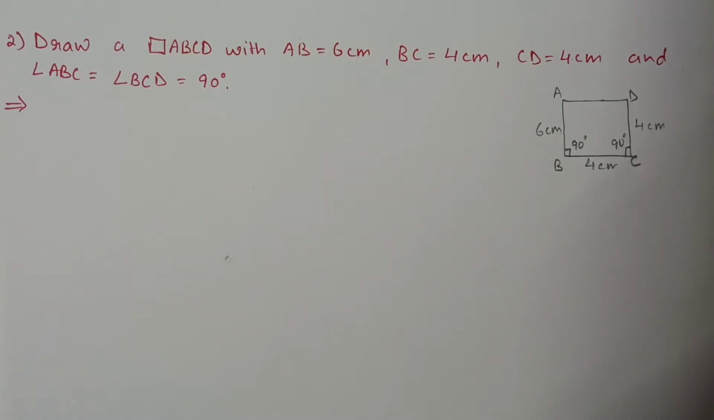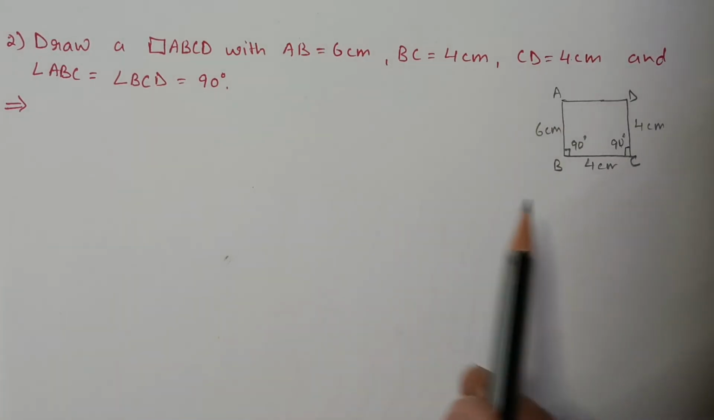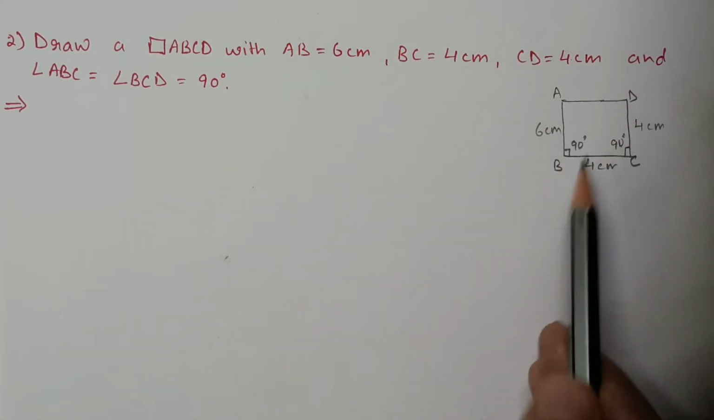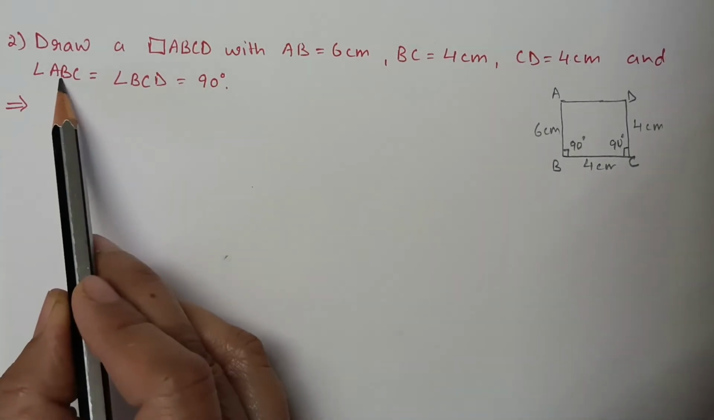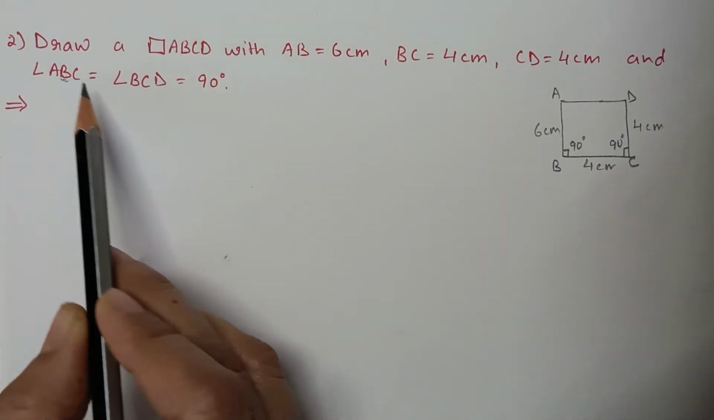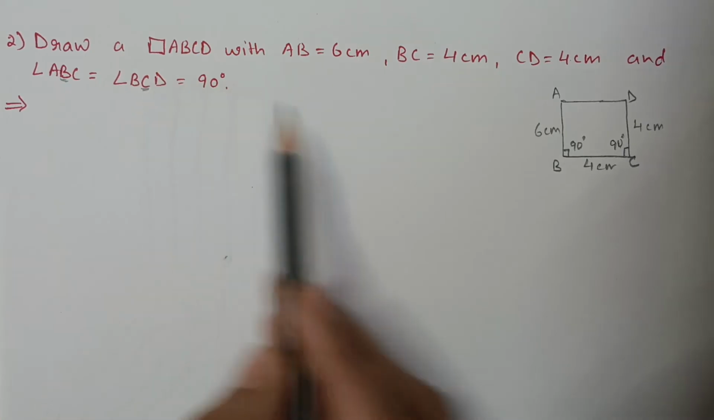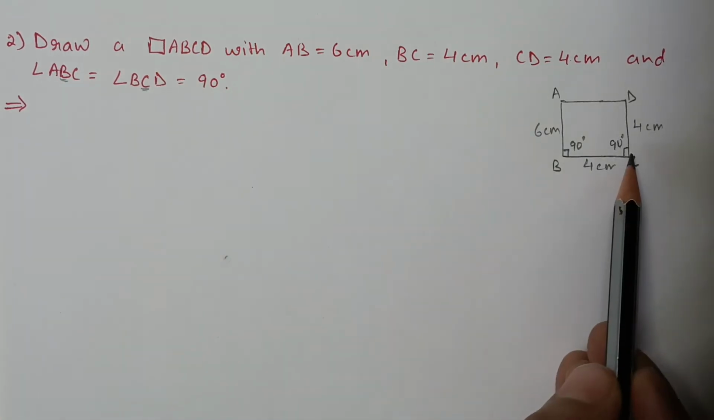Next, question number 2. Draw a quadrilateral ABCD with AB equal to 6 cm, BC 4 cm, CD 4 cm, and angle ABC and angle BCD equal to 90 degree. So first we will draw the rough figure. Both the angles we will keep on the baseline. Angle B is given, which one is the middle, that is the angle, and here angle C is given. Both are equal to 90 degree.